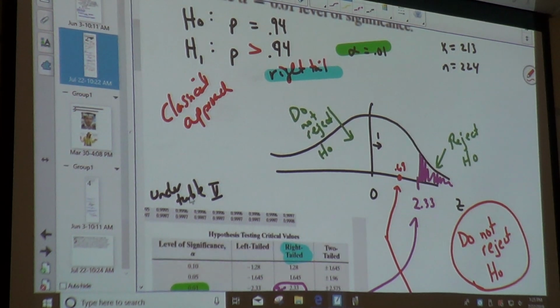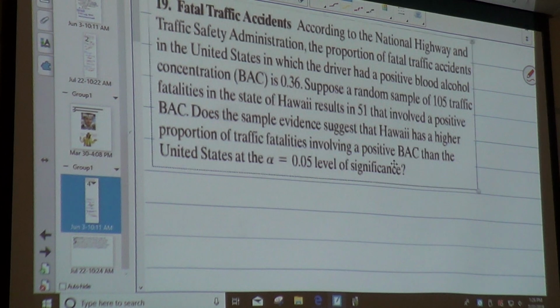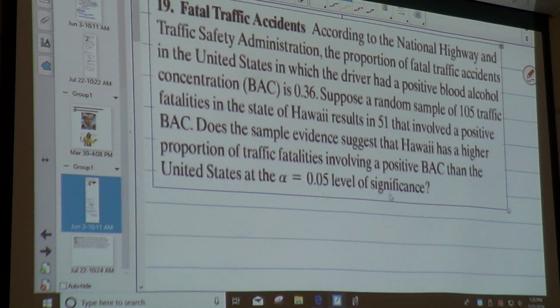All right, let's try another one. Looks like we only have 2 more problems.